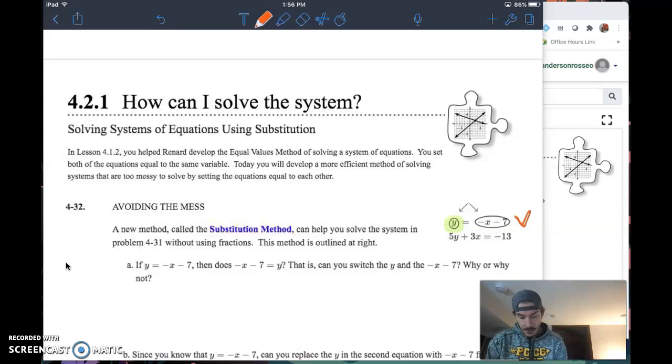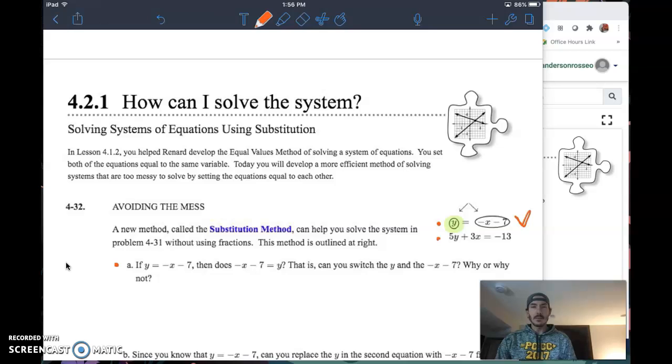We've got two equations right here. I've got an equation y equals negative x minus 7. I've got another equation, 5y plus 3x equals negative 13. Two equations, each one has an x and a y. They both have two variables. We're asked a question here in part A.